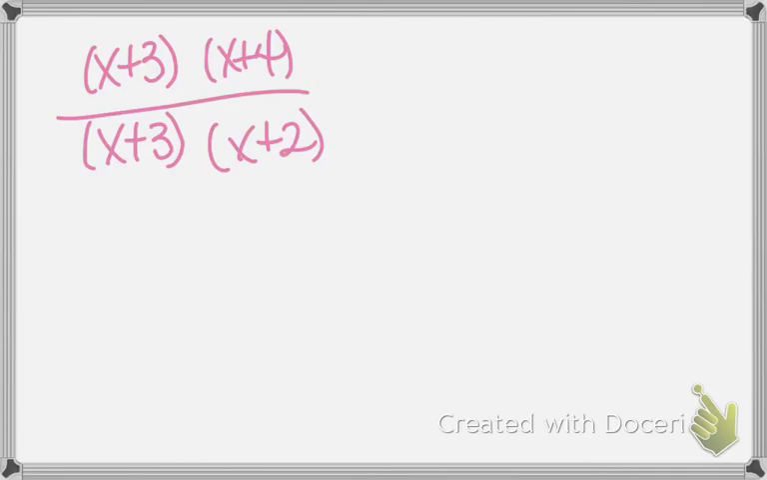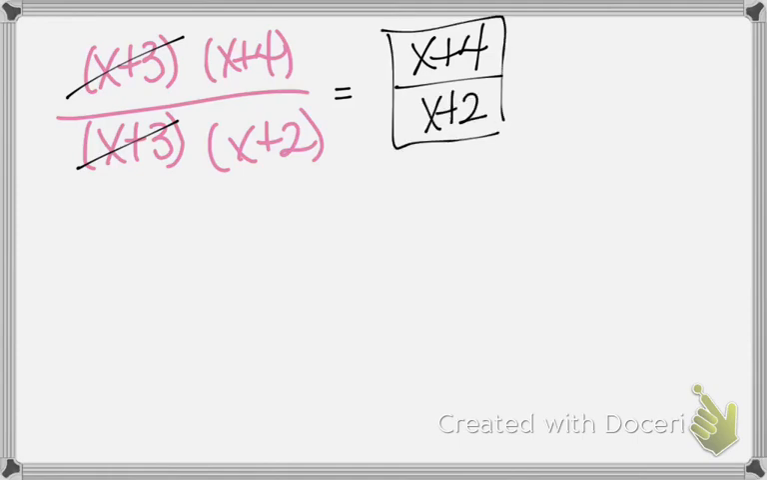This one is still sort of easy. They actually already factored it for us, and they're just trying to show us that, again, you're just looking for things that are multiplying, and when they are multiplying, that is when you're allowed to cross them out because they're factors. So we have x plus 3 on the top and in the denominator, and so therefore we end up with a simplified rational expression of x plus 4 over x plus 2, and this is our final answer.